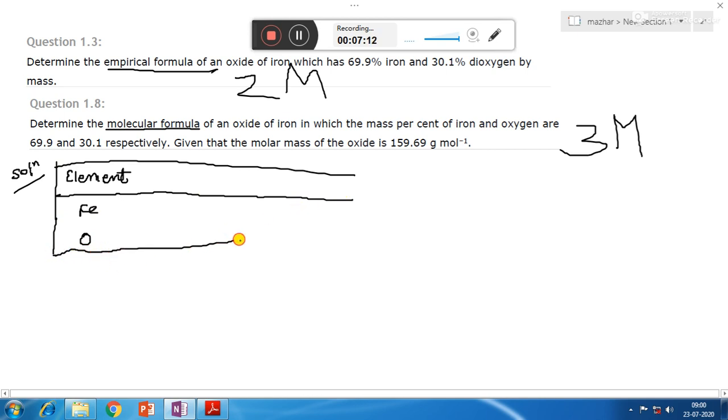In the second column we have to take mass of the element. So what is the mass of iron? That is 56 gram. Sorry, that is the molar mass. For mass you have to take the percentage as mass. So here 69.9 is the percentage, so that will become mass. So mass of iron given is 69.9 gram. And for oxygen mass will be 30.1 gram.